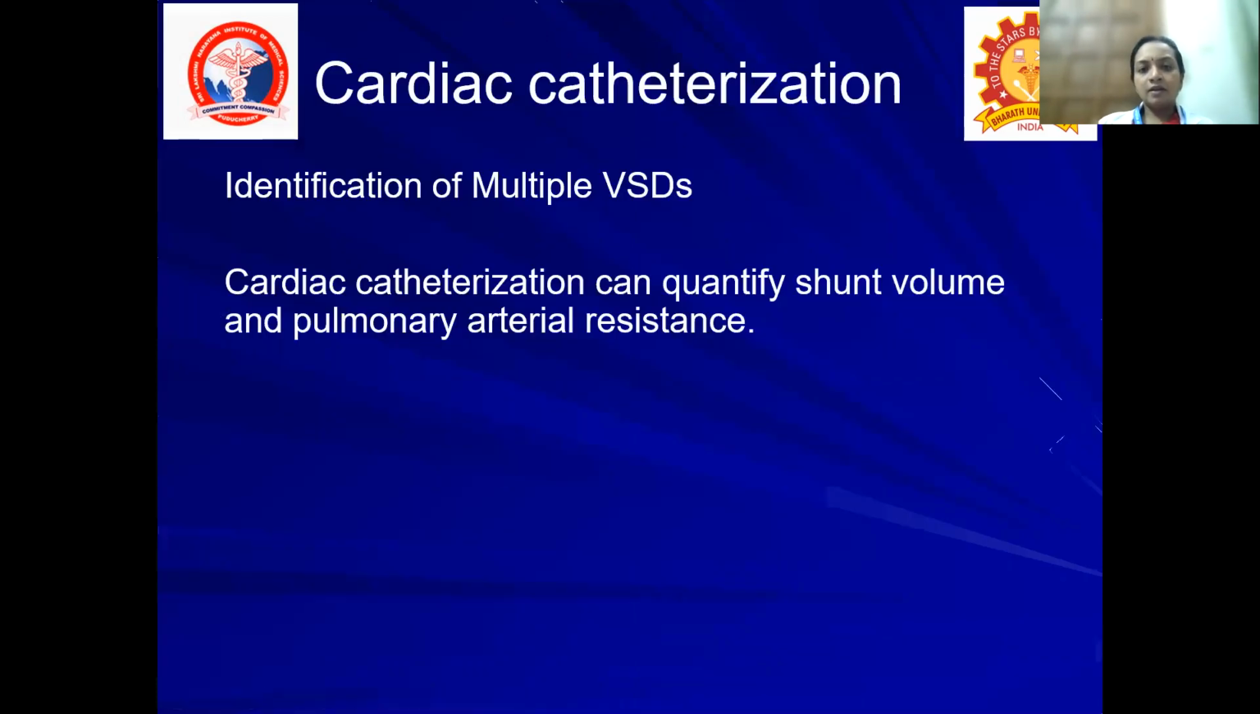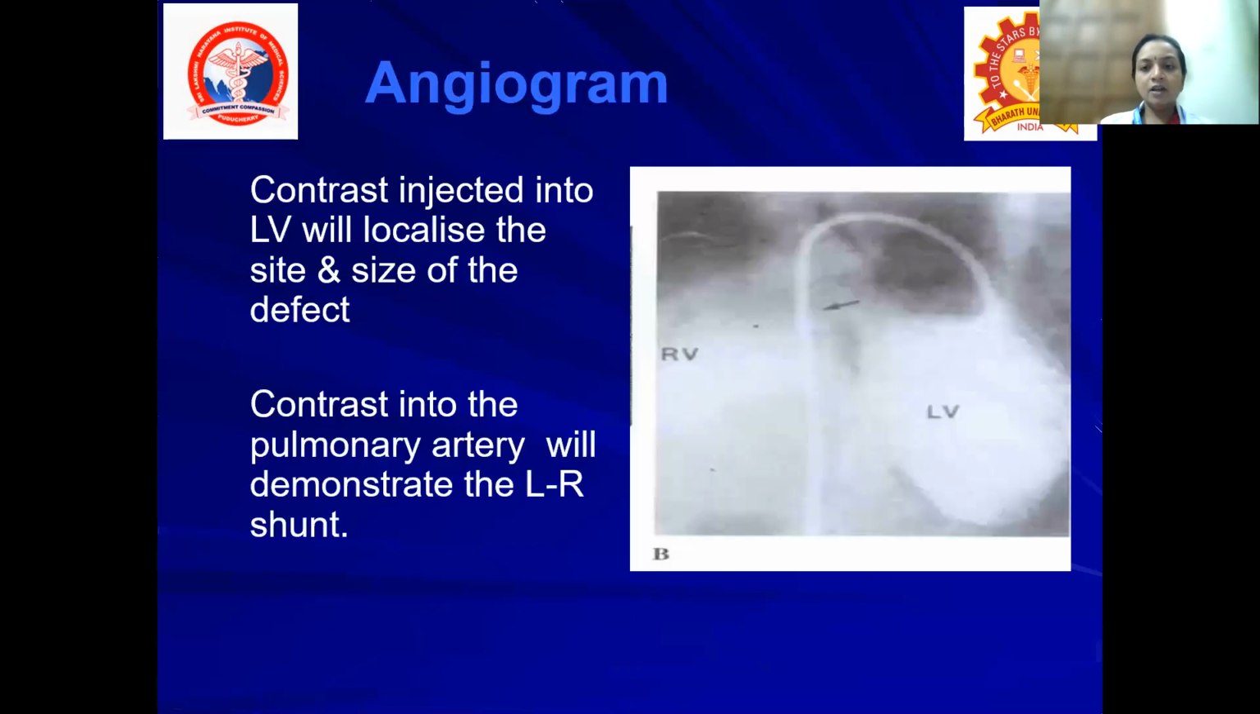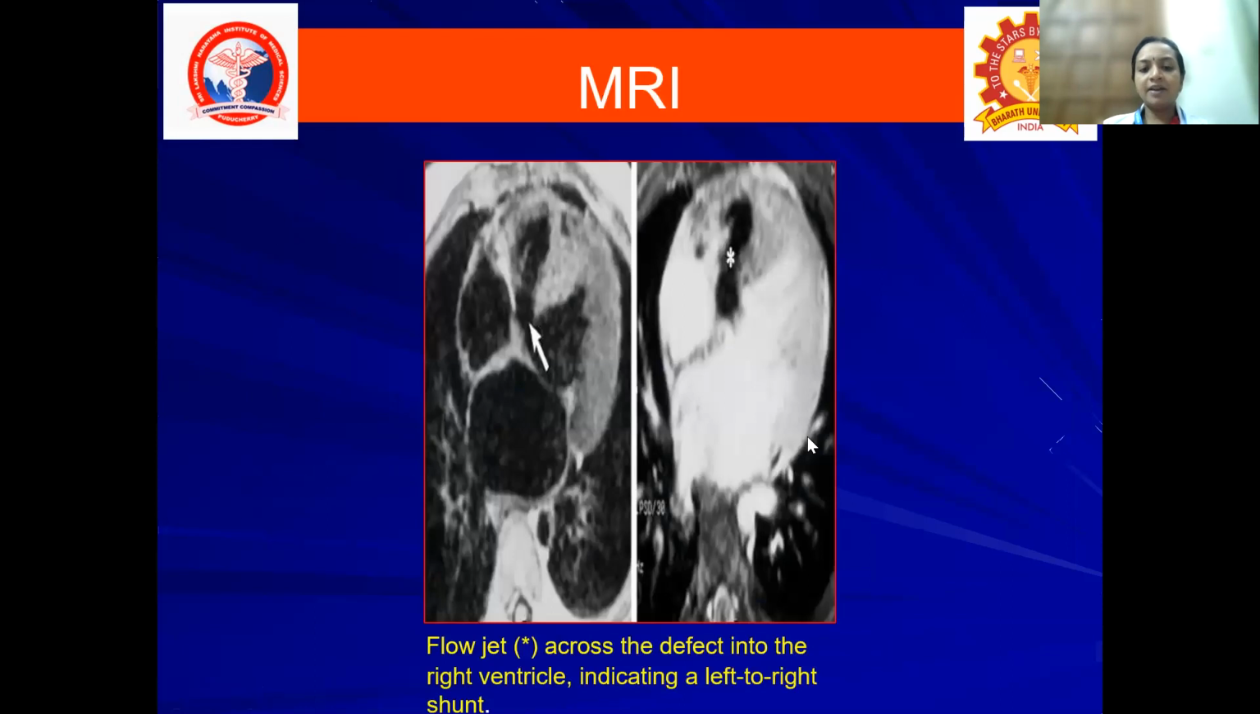Cardiac catheterization could also be helpful for identifying multiple VSDs. Cardiac catheterization can quantify the shunt volume and the pulmonary arterial resistance. And an angiogram is also done. The contrast is injected into the left ventricle. It will localize the site and the size of the defect. The contrast could be seen entering into the pulmonary artery, which will demonstrate the left to right shunt. This is an MRI showing the defect, with the flow jet across the defect into the right ventricle, indicating there is a left to right shunt.